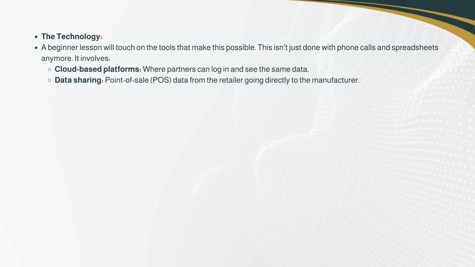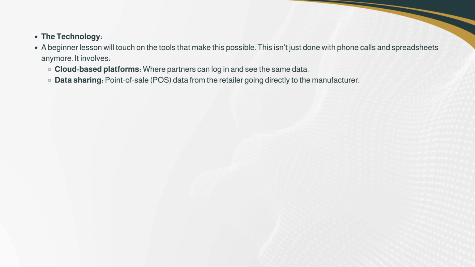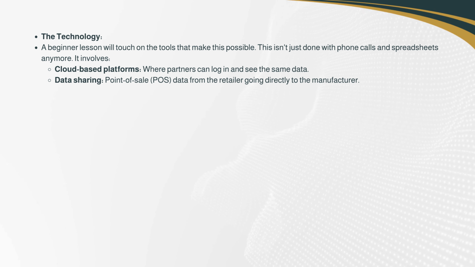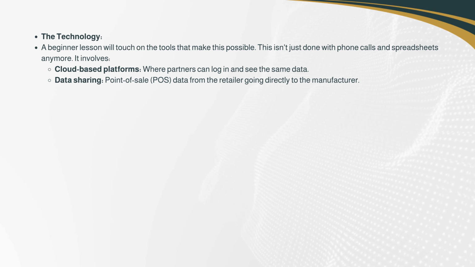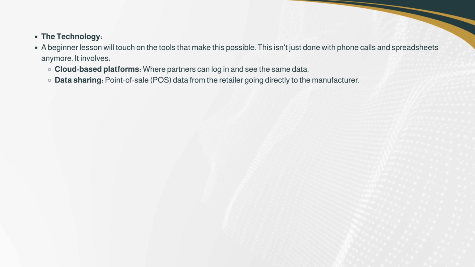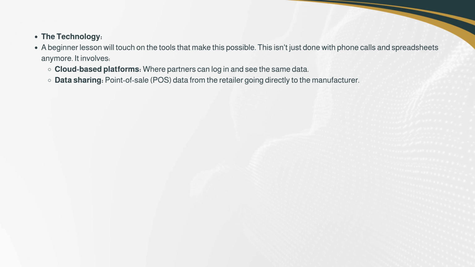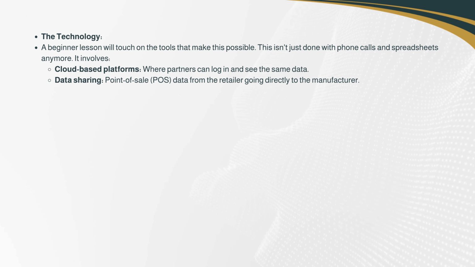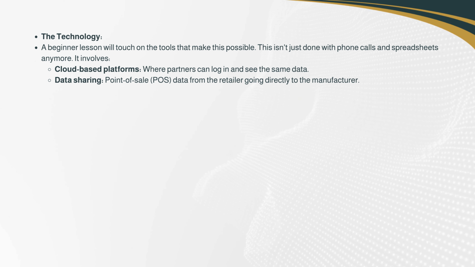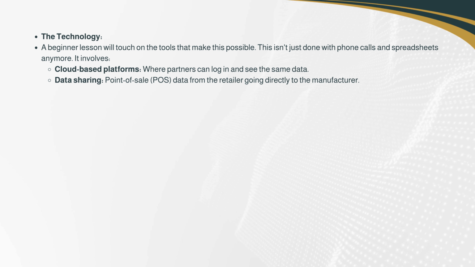The technology. A beginner lesson will touch on the tools that make this possible. This isn't just done with phone calls and spreadsheets anymore. It involves cloud-based platforms, where partners can log in and see the same data. Data sharing. Point of sale, POS, data from the retailer going directly to the manufacturer.